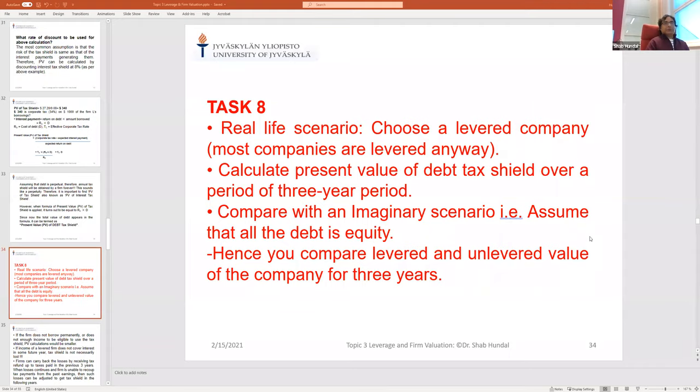And this is something you need to do for task 8. So choose a levered company, which the company is anyways. Calculate the value of debt tax shield and see how much difference it makes. For example, when you see this spreadsheet, this value is about 30,000 million. So it basically means that if this company BP was unlevered, then this number 30,000 something would have been missing. So this is a scenario which you analyze.